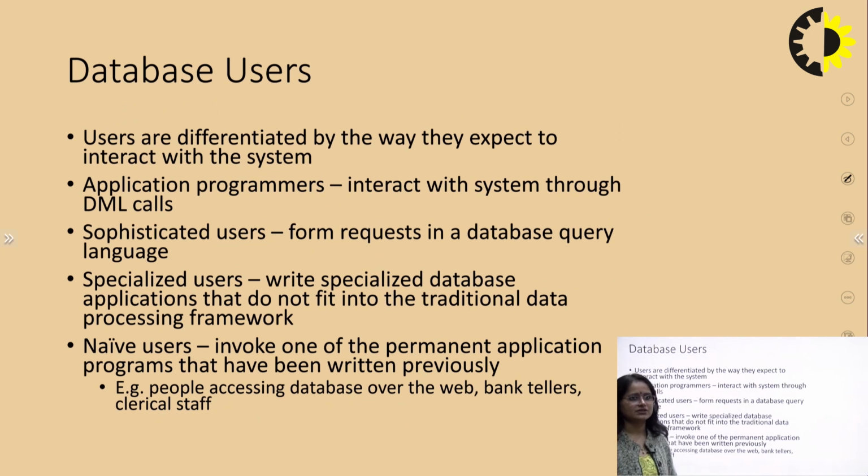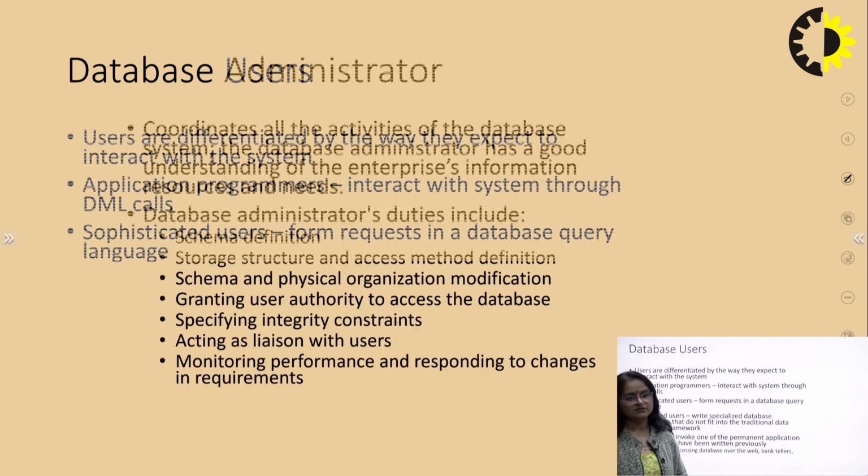Now, database users. Users differ by the way they expect to interact with the system, by how much they want to interact with it. Application programmers interact with the system through data manipulation calls. Sophisticated users form requests in a database query language. Specialized users write specialized database applications that do not fit into the traditional data processing framework. Naive users invoke one of the permanent application programs that have been written previously. So these are the different types of users of the database.